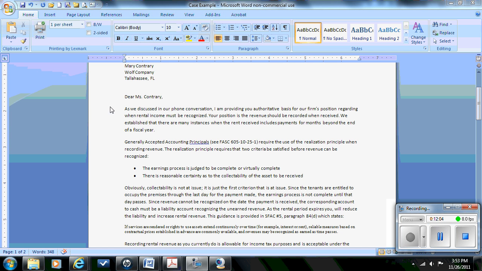I begin with my greeting, and in the first paragraph, I speak about the task that has been agreed to between the client and my firm. I'm telling her that I am providing authoritative basis, not just my opinion. I'm going to GAAP and I am securing GAAP guidance and applying it to the facts of the case. The issue involves when revenue must be recognized. The client's position is that revenue should be recorded when the cash is received. And in the course of our engagement, we have agreed that cash often is received ahead of the actual months of the occupancy of the premises.